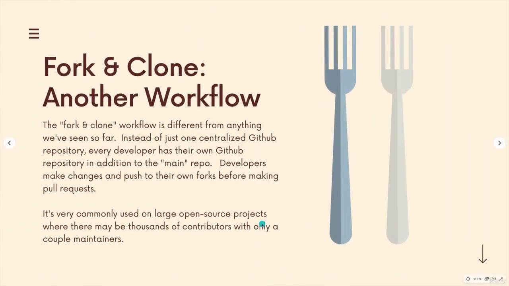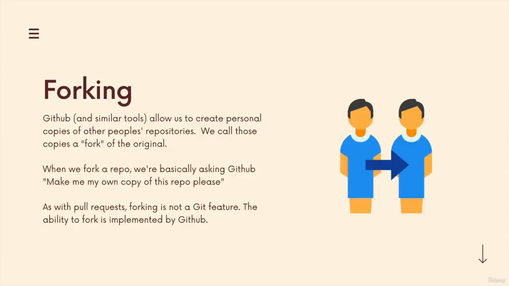Instead, this fork and clone workflow enables anybody to try and make a contribution. You don't need permission. You make your own copy. You try making changes, and then you make a PR. Anybody can make a pull request. So the first concept to understand is forking.